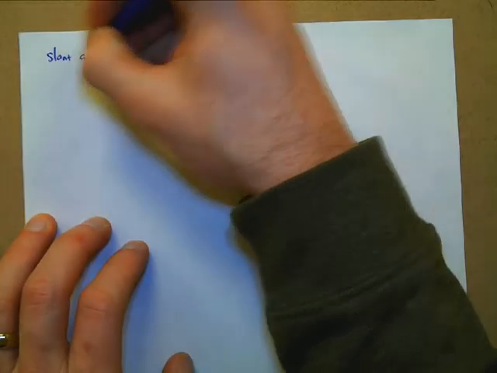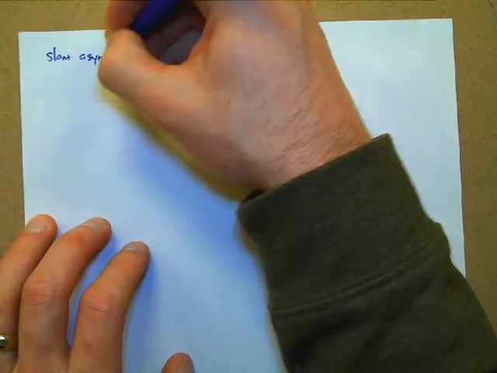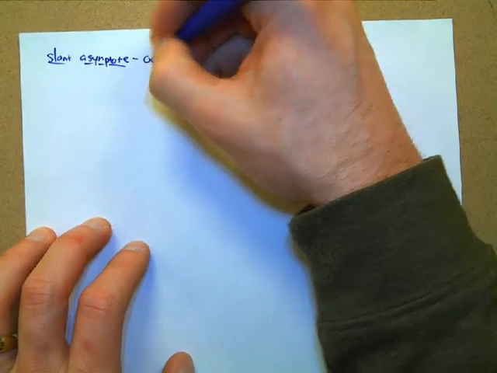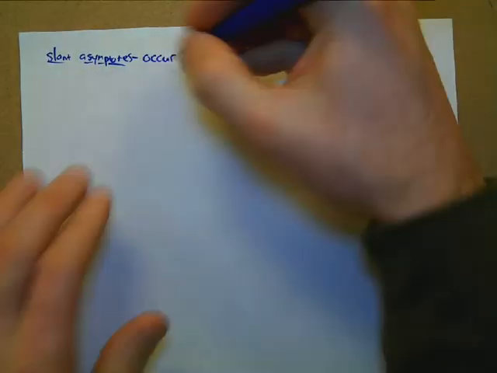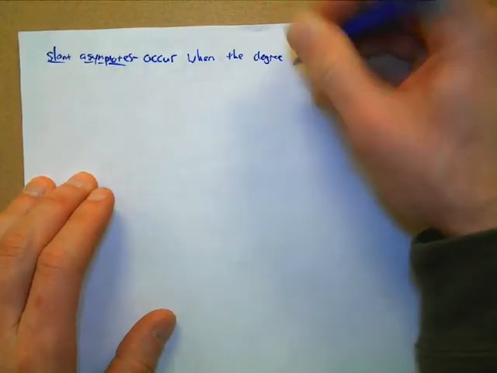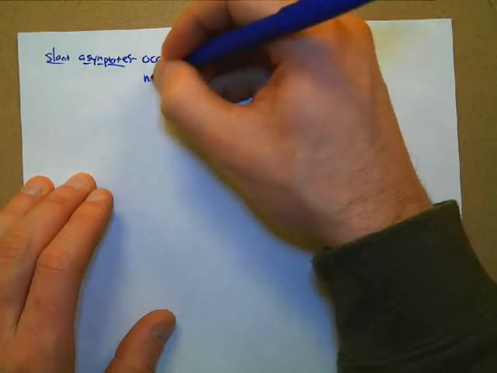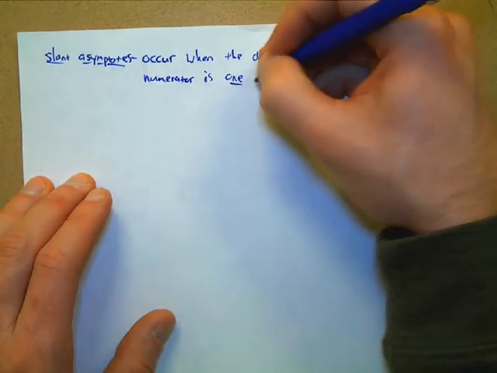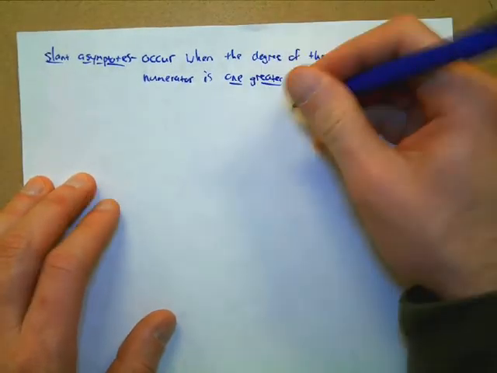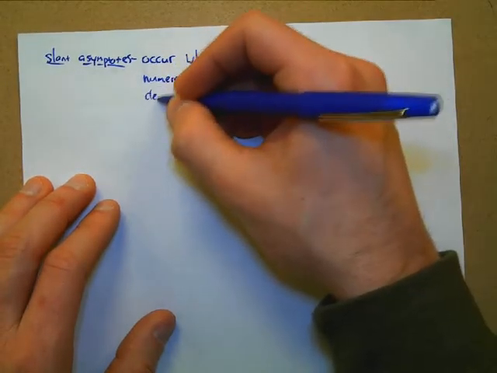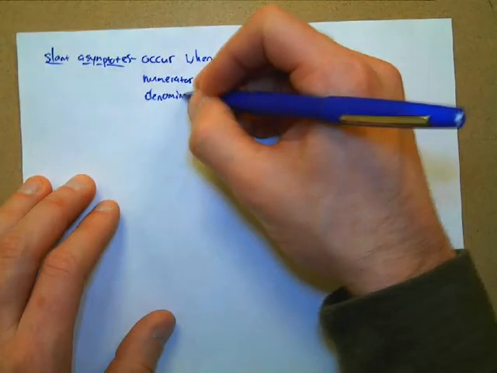Slant asymptotes. They occur when the degree of the numerator is 1 greater than the denominator's degree. Exactly 1 greater. Okay, so if your denominator has a degree of 2, your numerator has to have a degree of 3 in order to have a slant asymptote.